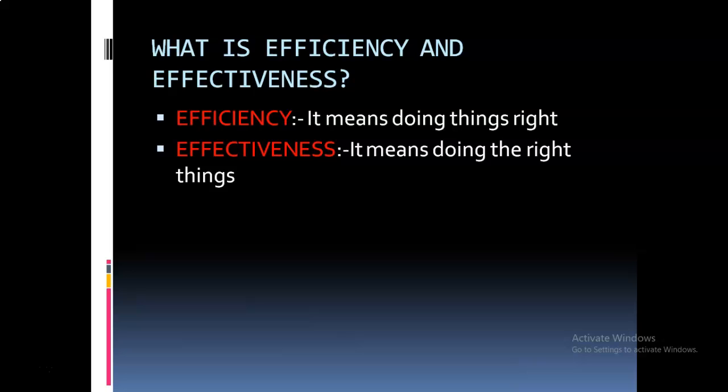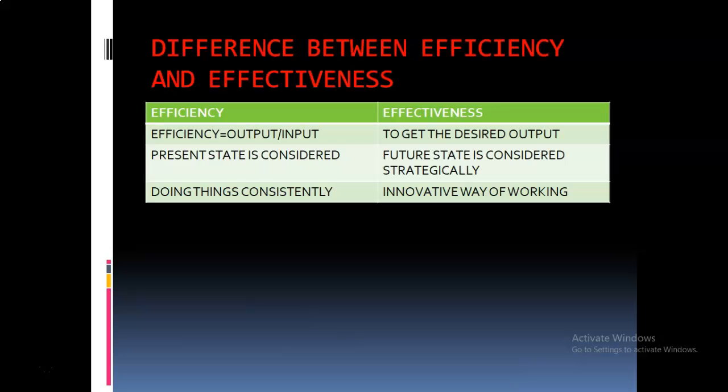Now I want to tell you what efficiency and effectiveness are. Efficiency means doing things right, while effectiveness means doing the right things. The difference between efficiency and effectiveness is that efficiency is the ratio of output upon input, while effectiveness is to get the desired output. Means in efficiency we generate the required rate of output, while in effectiveness we maintain our process so that we get the desired output that we want to achieve. Efficiency is based on the present state, while in effectiveness the future state is considered strategically.